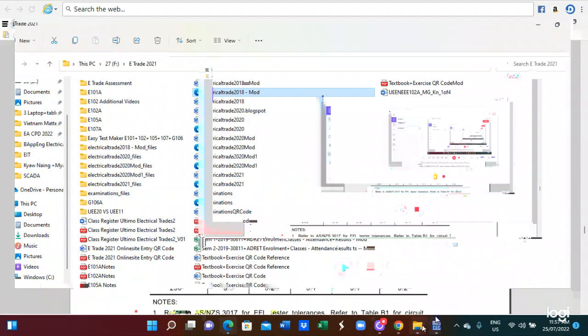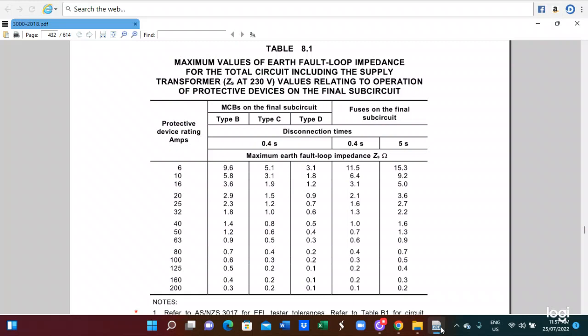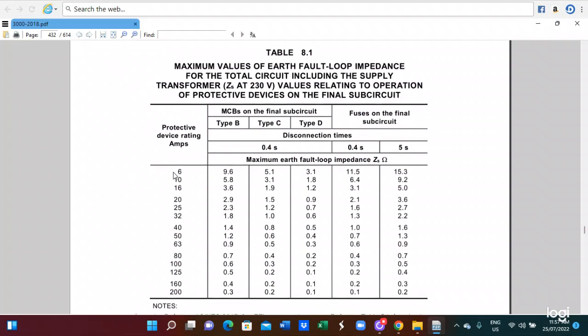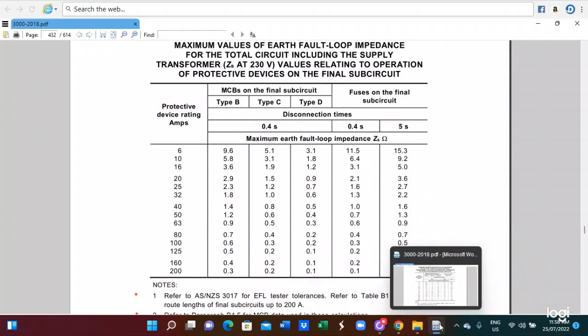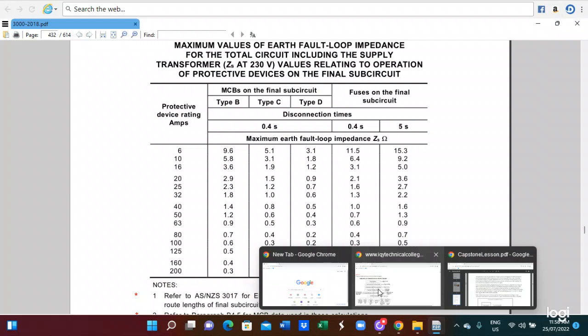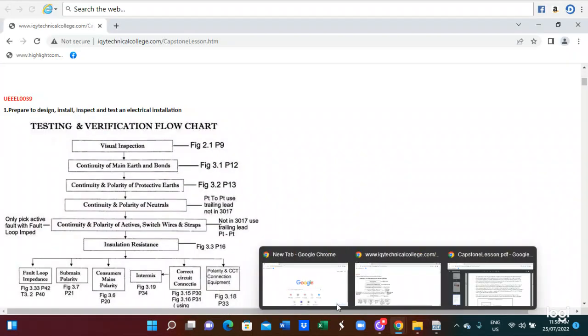So in this case, circuits are protected by rated MCBs, and depending on the type of the circuit breaker and fuse, this is the maximum earth fault loop impedance. So when we are testing the verification of an electrical circuit, it must follow this rule. This is what I am talking about, how the electrical rules must be followed. So therefore, we have to follow AS/NZS 3000 maximum earth fault loop impedance, table 8.1.